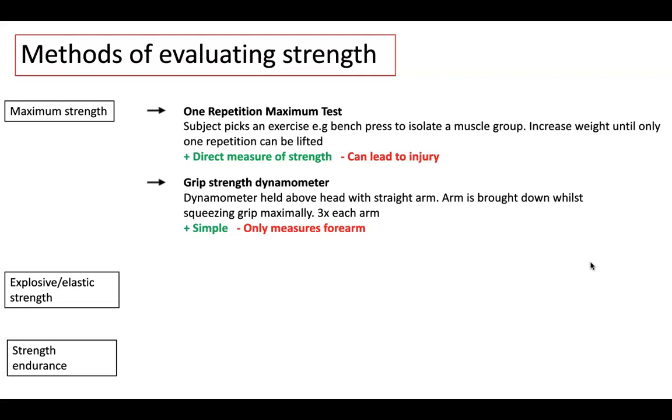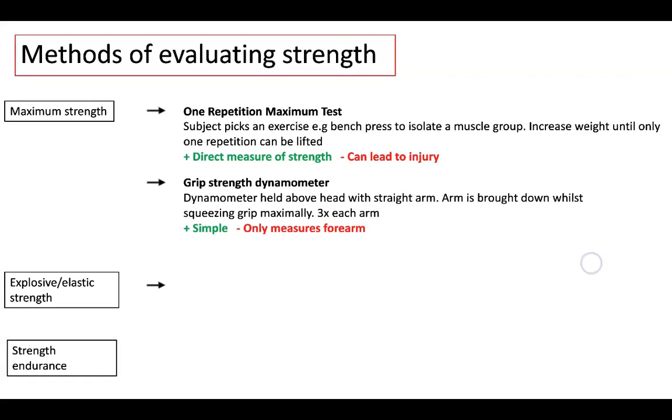An advantage of this again is that it's simple to use. It's an objective measure of strength, it's inexpensive equipment, and it's highly reliable. Disadvantages: it only measures forearm strength, so it would not be specific for someone wanting to test their maximum strength of their rectus femoris in their legs. It's also not sport specific. There are no real sports out there where you're just gripping something and squeezing it really hard. Okay, so it's not sport specific either.